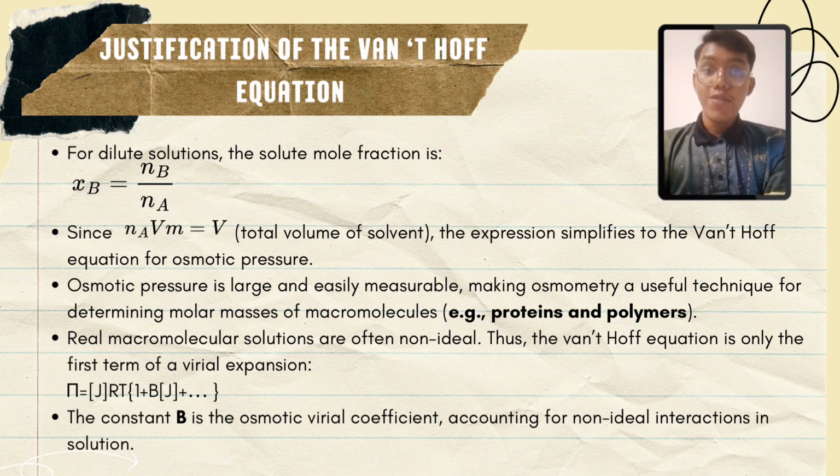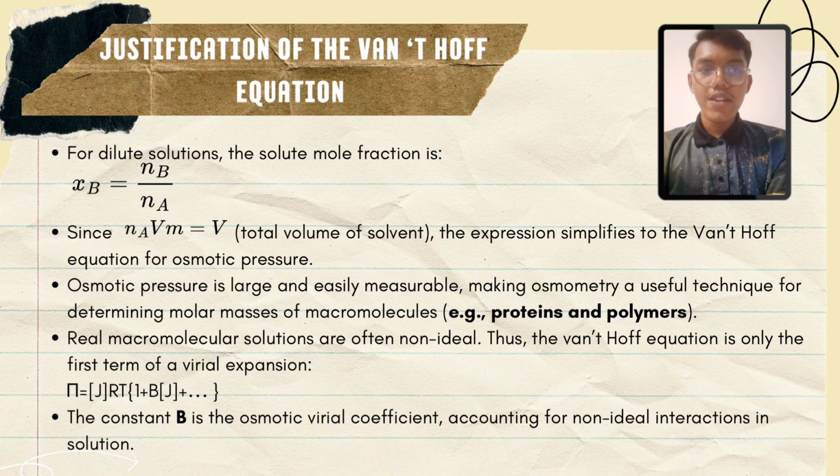Next, we are going to look at the mole fraction. For a dilute solution, the solute mole fraction is Xb equals Nb over Na, since Na times Vm, the molar volume, equals V, which is the total volume of solvent. The expression simplifies to the van 't Hoff equation for osmotic pressure.